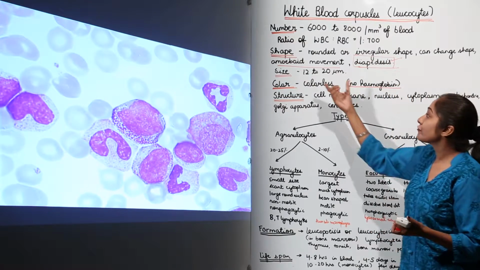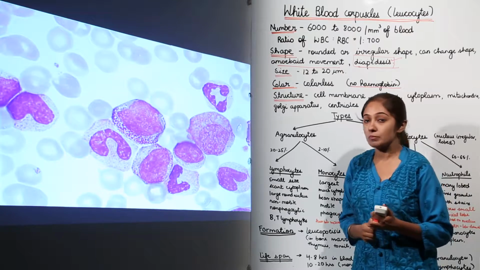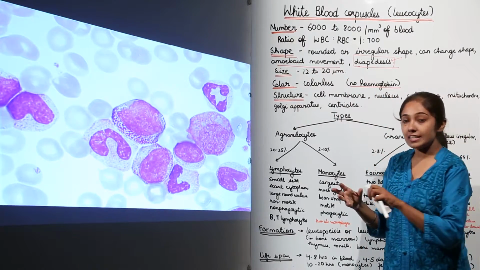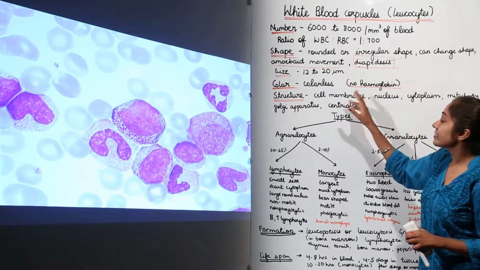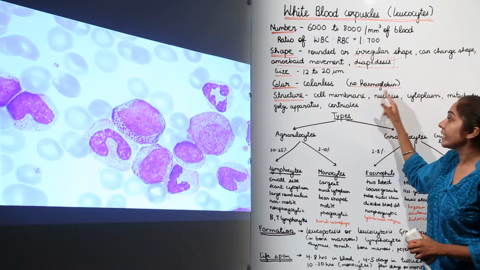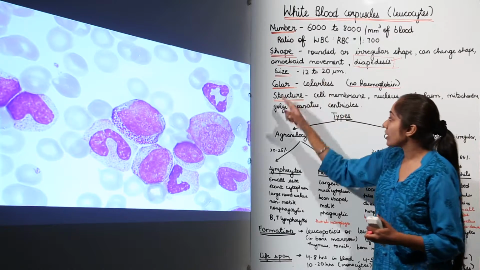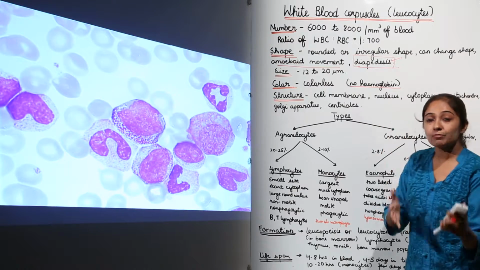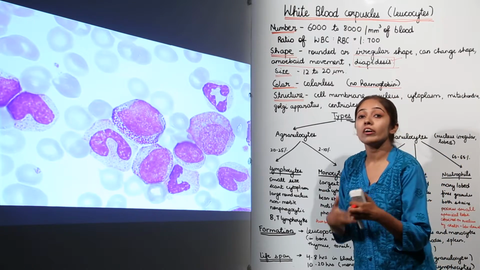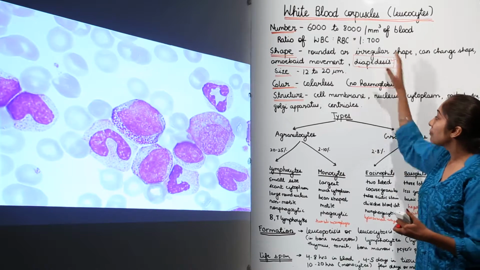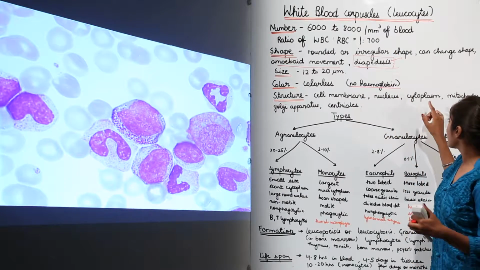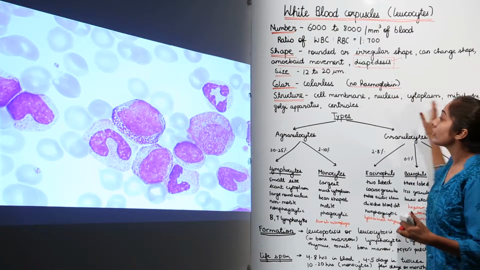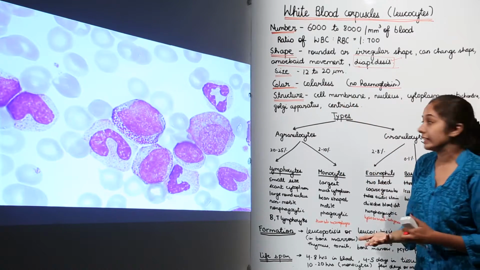And the size is fairly large as compared to red blood corpuscles. It is 12 to 20 micrometer. Since they are colorless, they do not contain hemoglobin. When we talk about their structure, they have a cell membrane and a nucleus. The red blood corpuscles were anucleated, without nucleus. But white blood corpuscles are nucleated, they have cytoplasm, and the cytoplasm contains organelles like mitochondria, Golgi apparatus, centrioles and others.